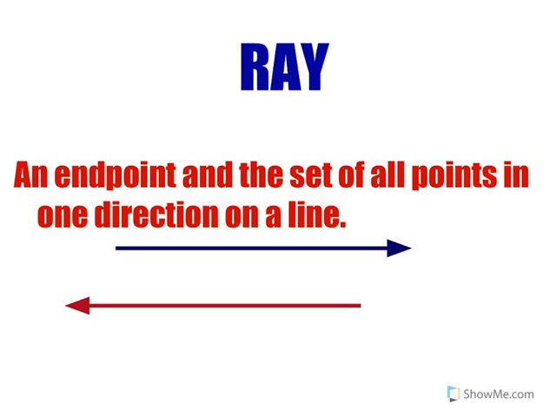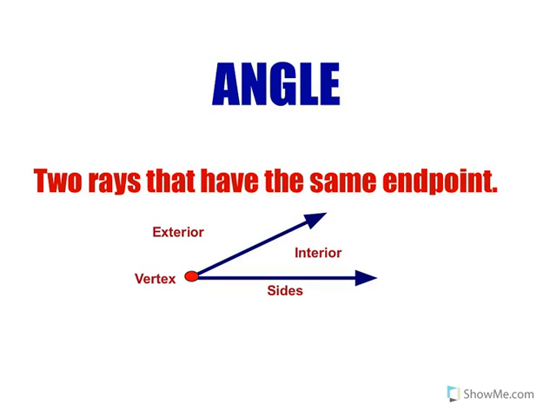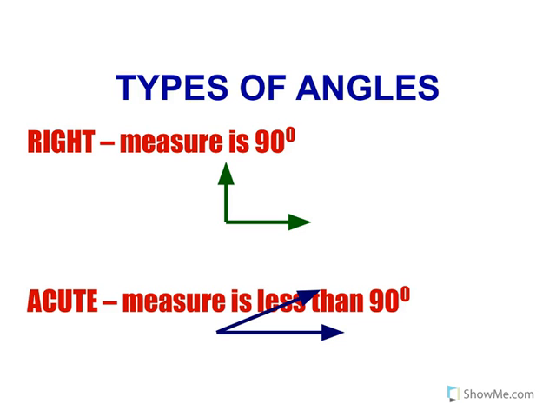So, very beginning point here, a ray. This vocab you should already have written down. A ray has one endpoint and goes in one direction forever. An angle is two rays that have the same endpoint, and we call that endpoint the vertex. The vertex, that's a huge vocabulary word. It's the endpoint that the two rays have in common that make an angle. Some people like to say the vertex is the angle. Okay, so write this down.